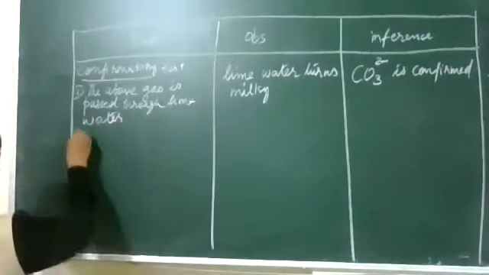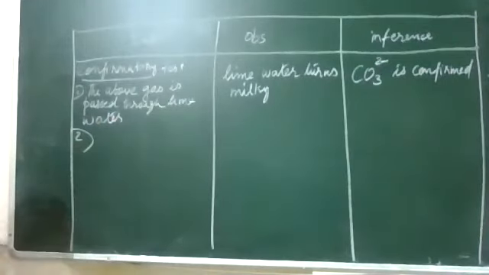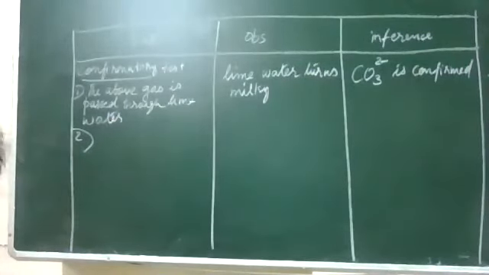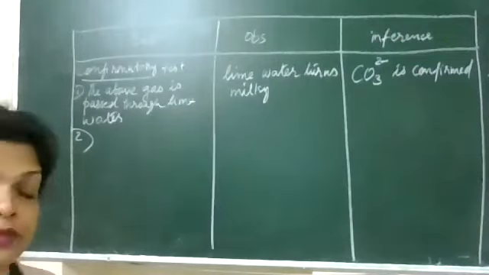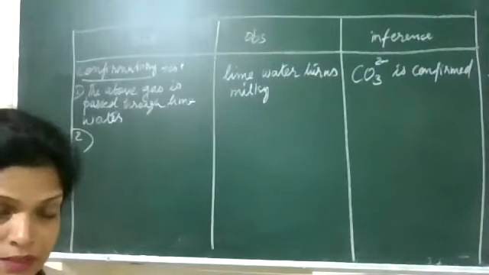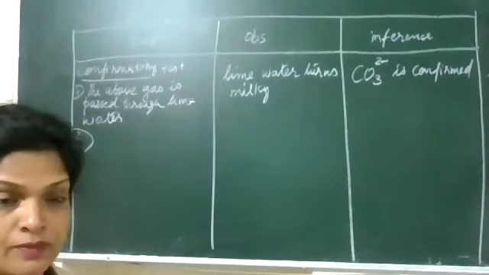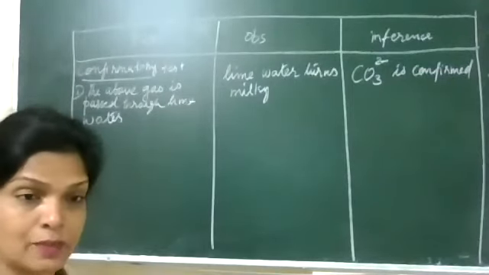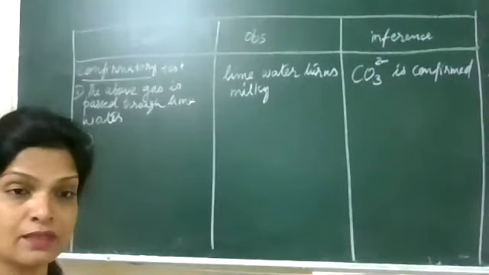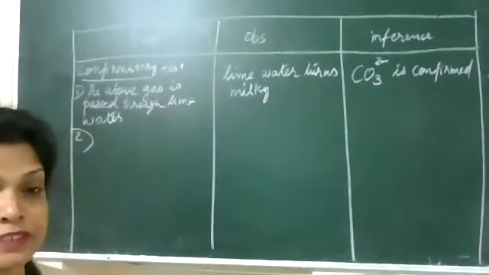Number 2. What is number 2? Sulfide. If it is sulfide, it means you get a rotten smell when you pass dilute H2SO4 into your test tube with the salt. If you are getting that rotten smell, that means you are identifying sulfide, S2 minus. So you do the confirmatory test for that.